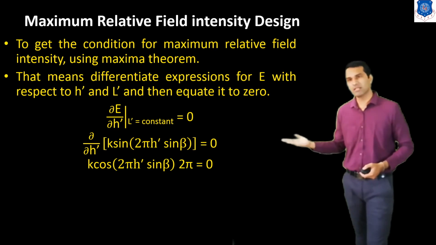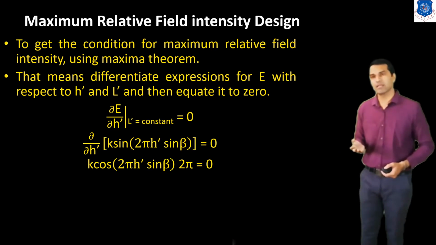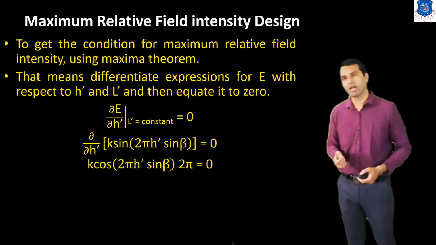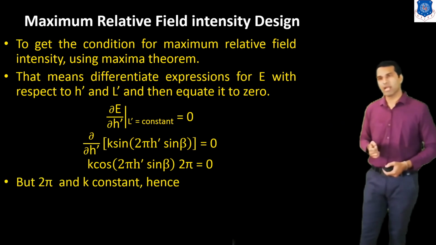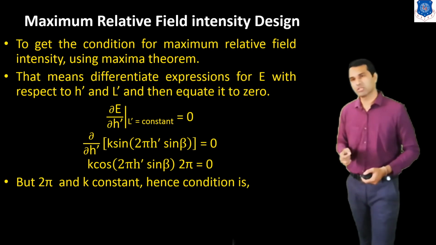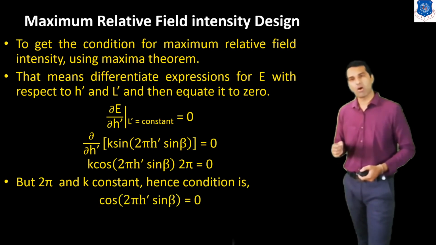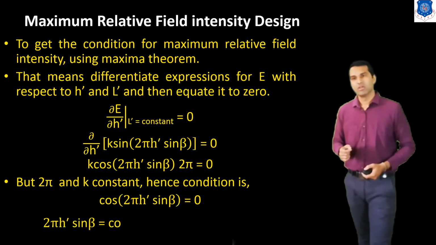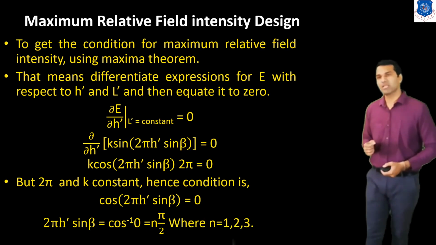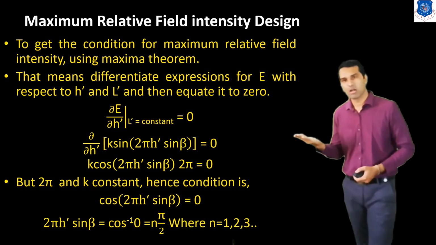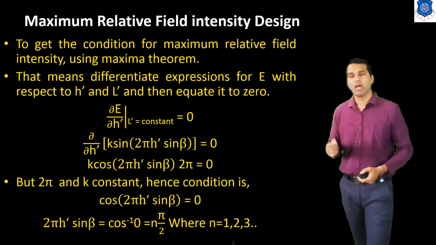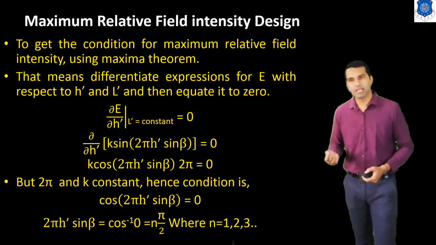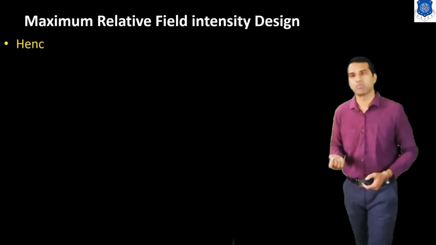So when we differentiate this equation, we get k cos 2 pi h dash sine beta times 2 pi equal to 0. But we know that 2 pi and k are constants, and the condition is cos 2 pi h dash sine beta equal to 0. So we can write 2 pi h dash sine beta equals cos inverse 0, and we know that cos inverse 0 is nothing but n pi by 2, where n indicates 1, 2, 3 up to small n.